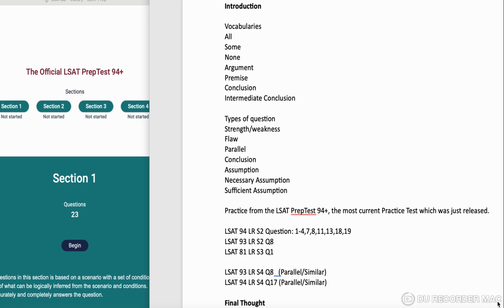So with this LSAT, we're going to be going through the live LSAT PrepTest 94, which is the most current prep test release. We're going to be focusing on some of the logical reasoning questions in section 2, where we're going to go through 9 questions from the LSAT. And also, we're going to have one question coming from section 4 of LSAT 94. Then after we go through the questions, we can have a final thoughts section on the information that we went over on the LSAT logical reasoning.